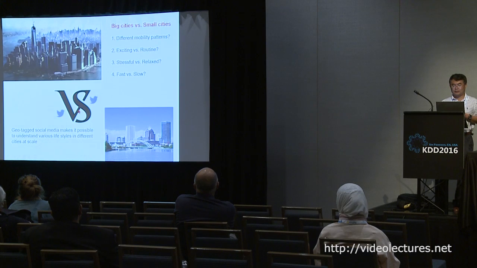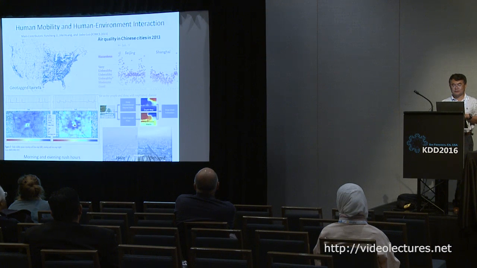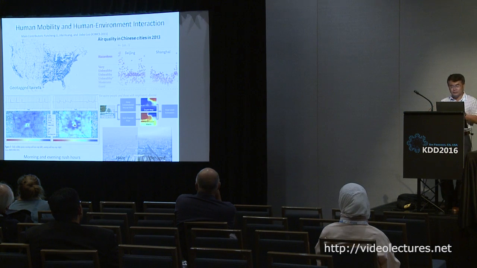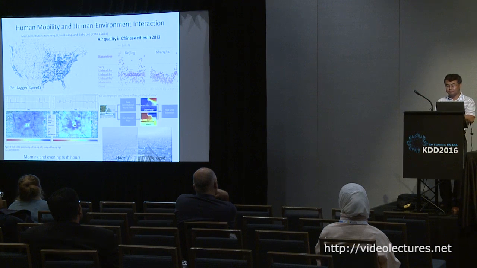Okay. I want to skip this. I want to mention this just briefly. So air quality in China especially is a big issue today. People are so worried about it. It turns out there are only 12 sensors in that big city of Beijing.